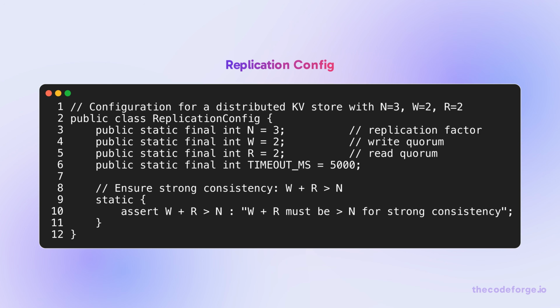Here's a configuration class for replication. The assertion ensures strong consistency. Never set W equals 1 in production. A single node failure causes data loss. I've seen a startup lose all user sessions because they used W equals 1 and the only replica died.